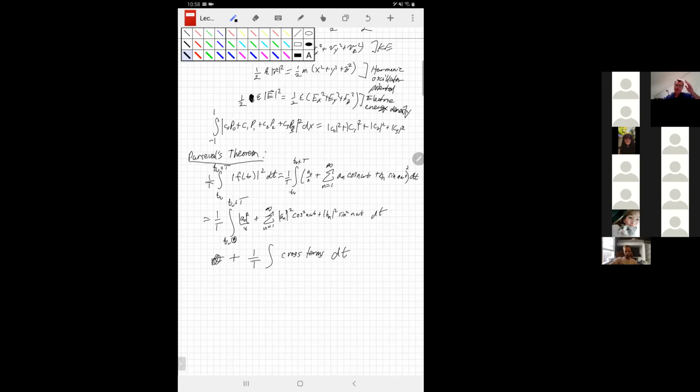Now, what do we know about those cross terms? We know that we could have a constant multiplied by a sine, or a constant multiplied by a cosine. We'll start with those two.